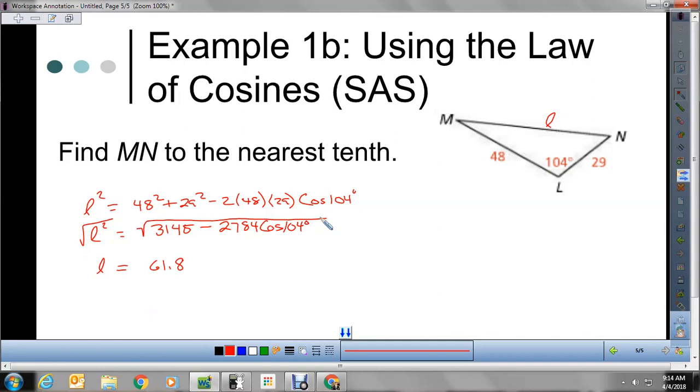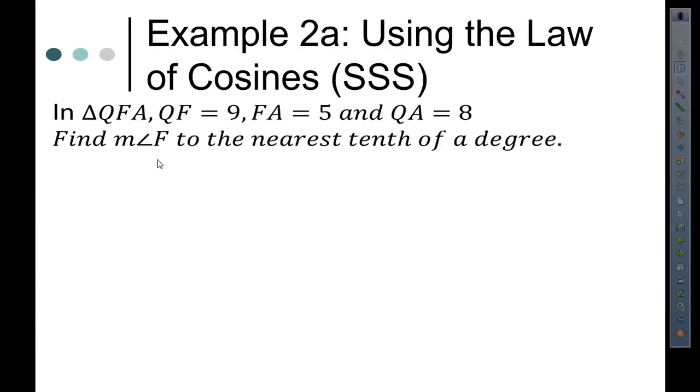All right, so now let's take a look at how we find an angle measure. We looked at how we find a side length. Let's look to see what we do for an angle measure. So in this problem here, triangle QFA: QF is 9, FA is 5, and QA is 8. Find the measure of angle F to the nearest tenth of a degree.